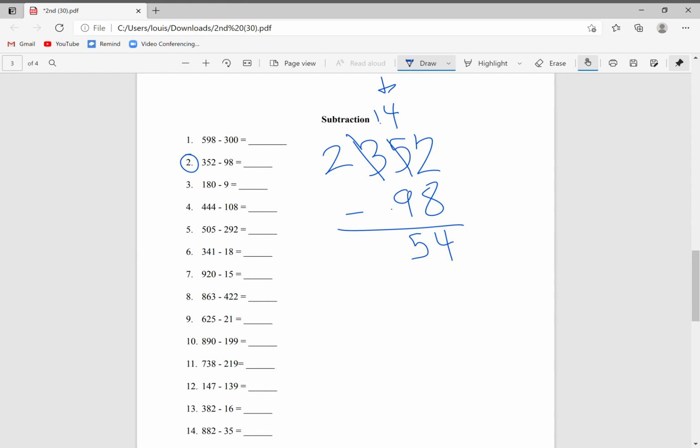We bring the 2 down because 2 is greater than 0, presumably, if the 0 was there, which gets us our answer of 254.